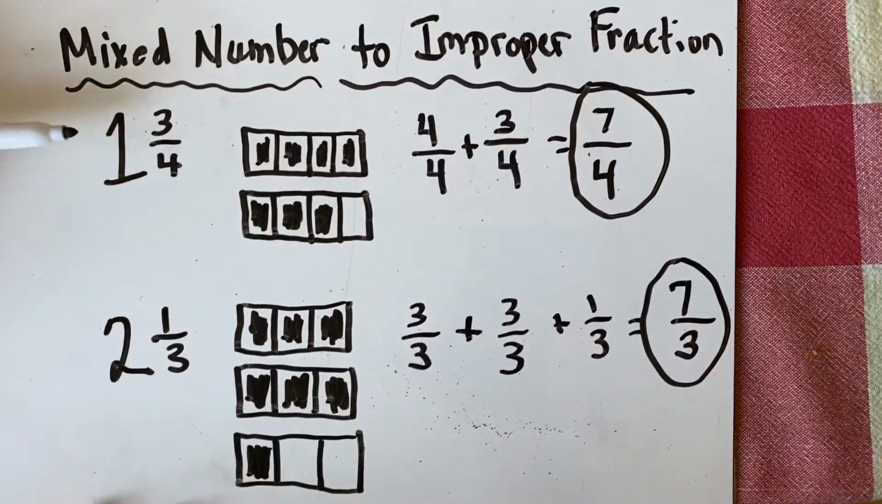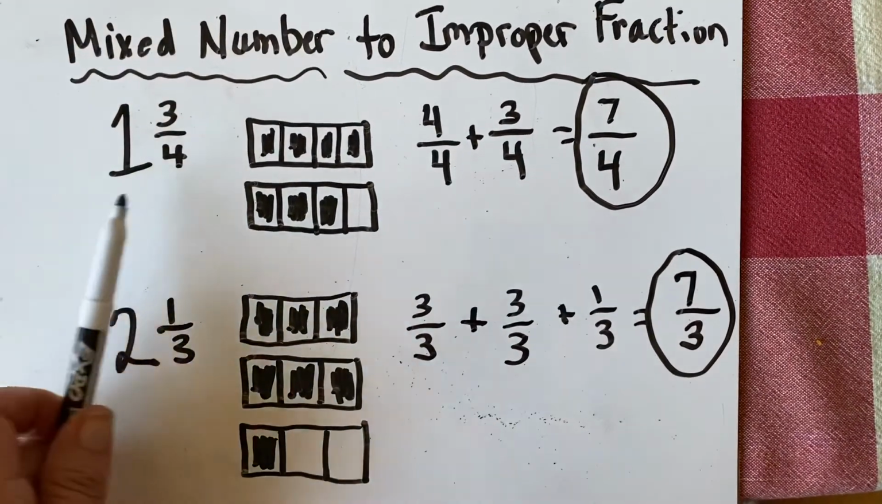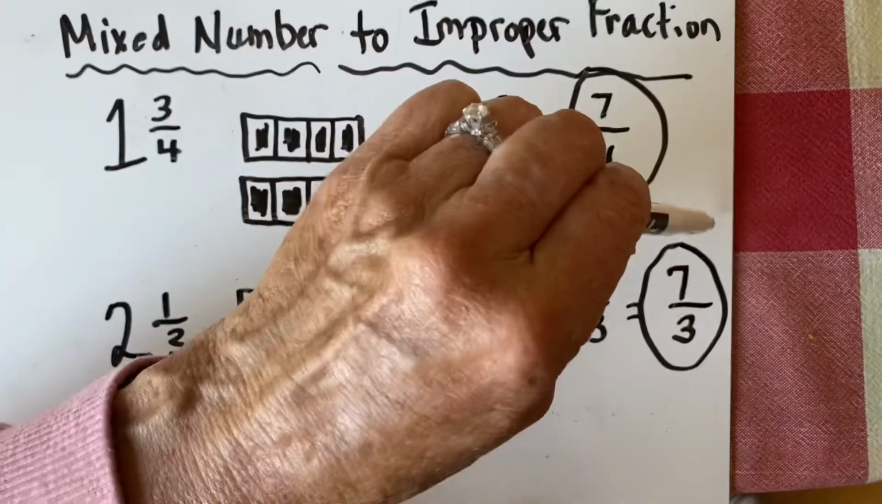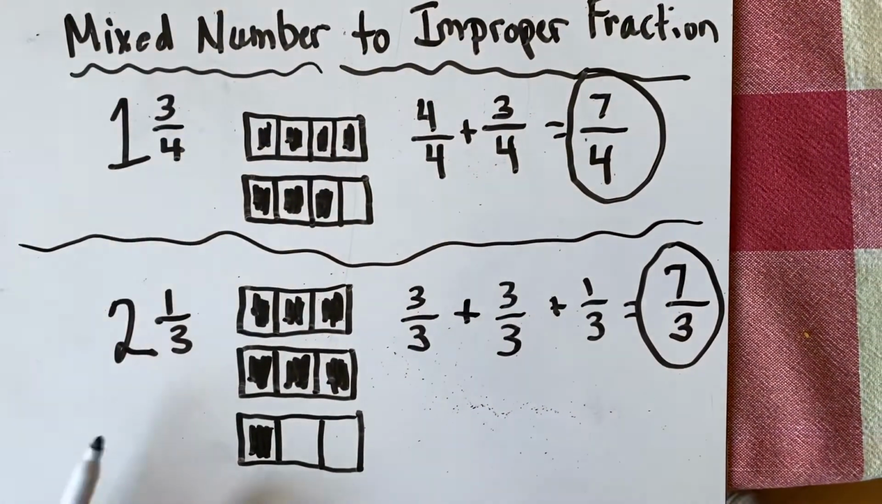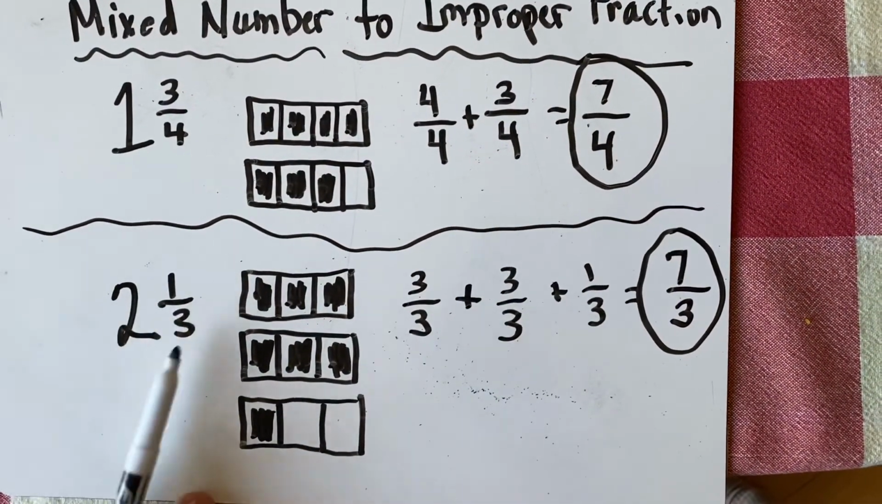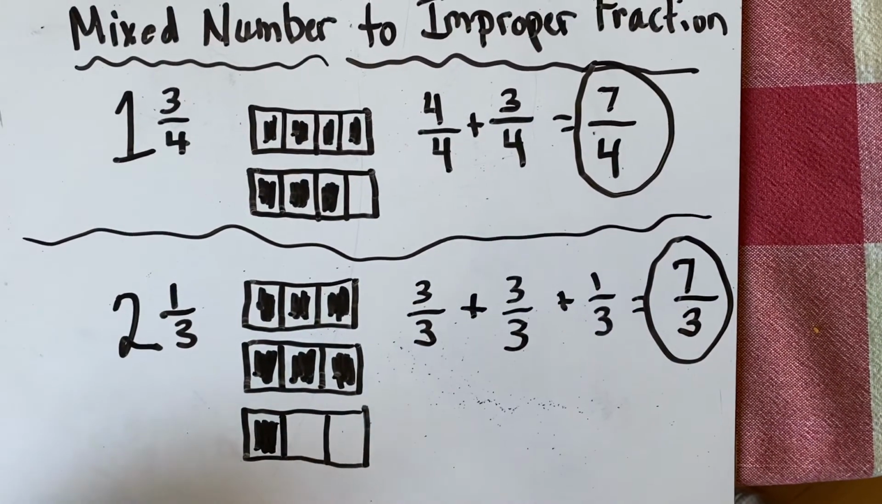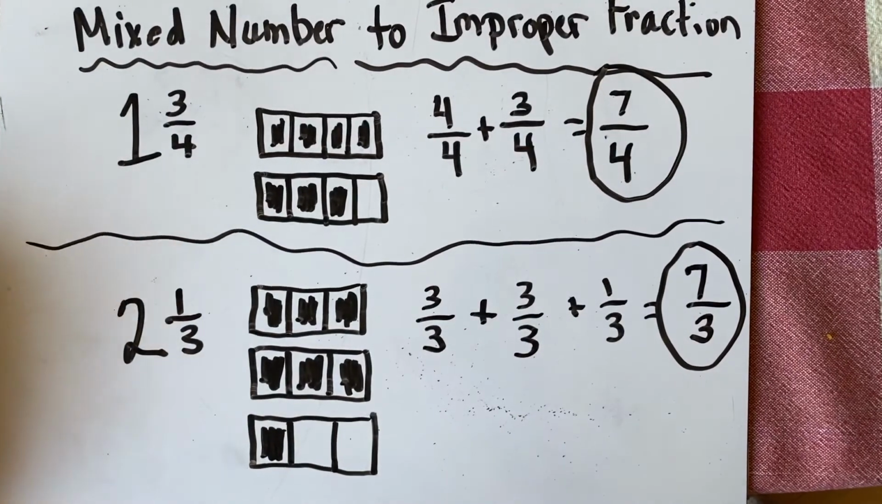So this is our mixed number, 1 3/4. And the same improper fraction is 7/4, okay? So that's one example. And then we have 2 1/3, our mixed number, and that turns into an improper fraction, 7/3, okay? So we're gonna practice, practice, practice.